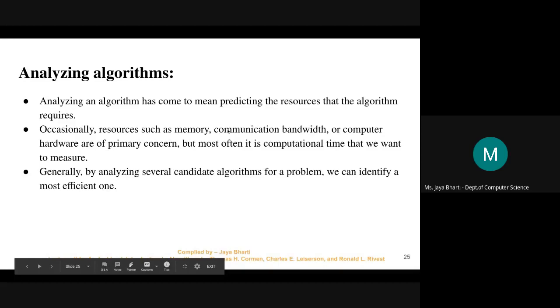So these are the resources: memory, communication bandwidth, hardware, computational time. So if you have a set of algorithms and you want to analyze which one is the best one, then you can compute all these factors for all the algorithms, and whichever gives the best measure, that we will use. Means if you are getting low memory and high bandwidth, hardware is not a problem, and it is taking very low computational time, then that will be the best algorithm.